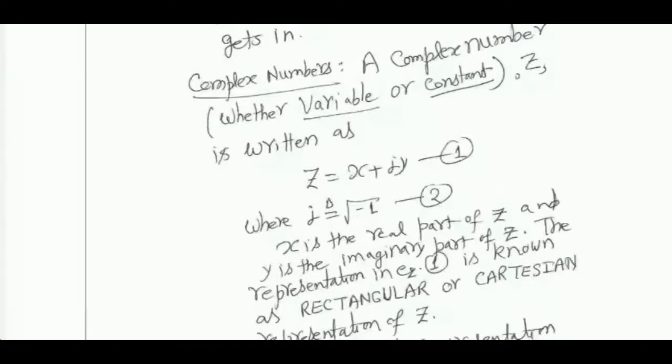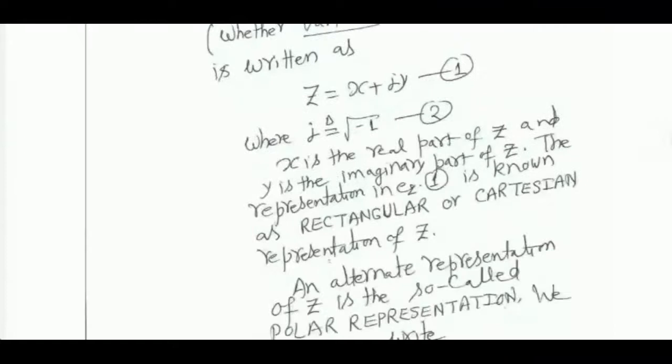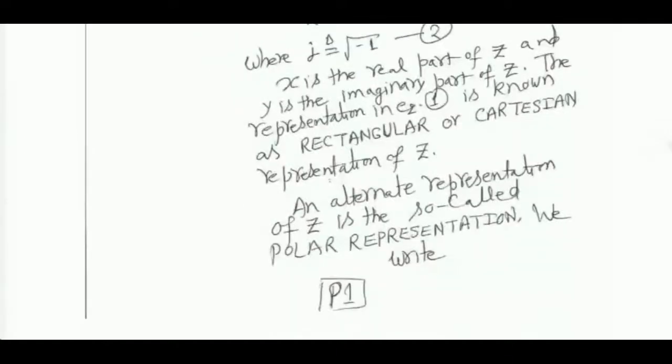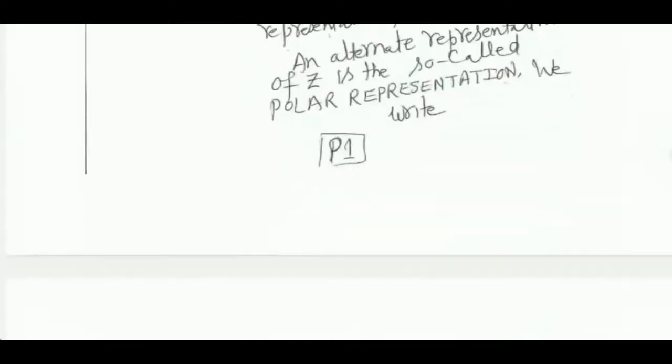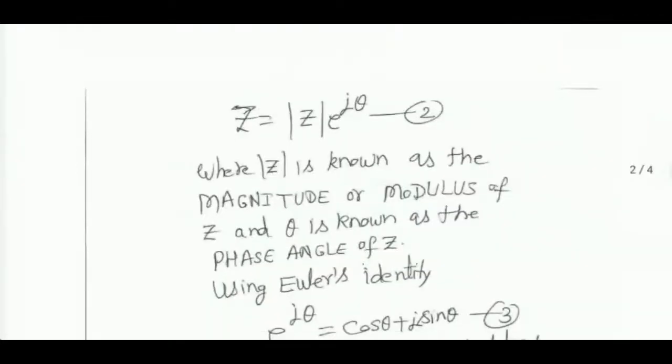Equation 1 is also known as the rectangular or Cartesian representation of a complex number. Alternatively, we can write a complex number in polar form also, where we take magnitude and phase angle. Equation 2. You know all this, but let's quickly sum it up.